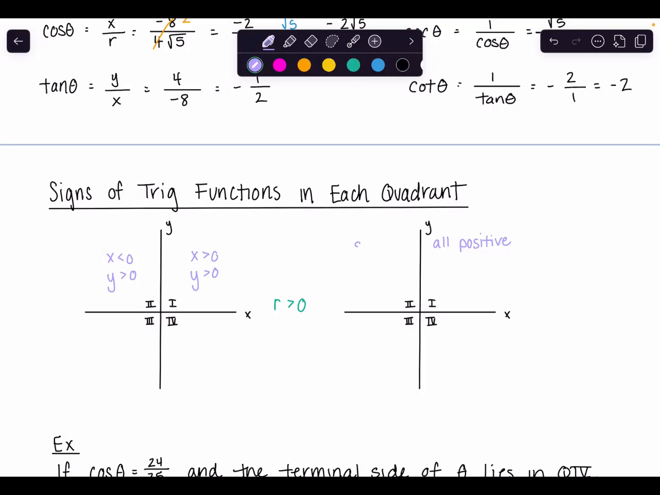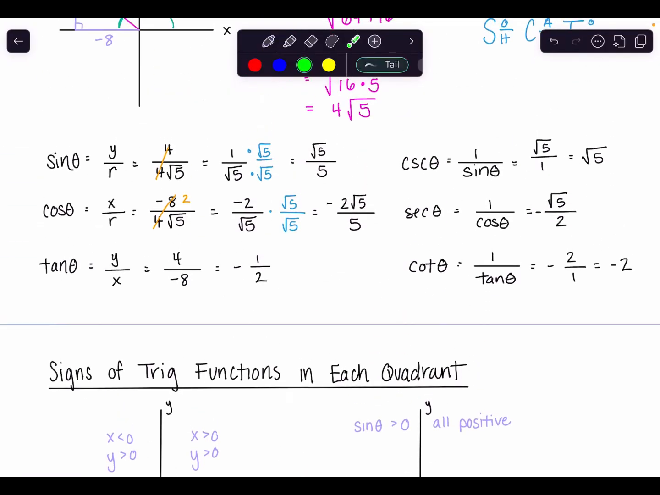So really what happens in quadrant 2, sine of theta is the only value that's going to be positive, which in turn makes cosecant positive, okay? Which is exactly what we had up here because we were in quadrant 2. So you see sine is positive, cosine's negative, tangent is negative, which then tells you the reciprocals.